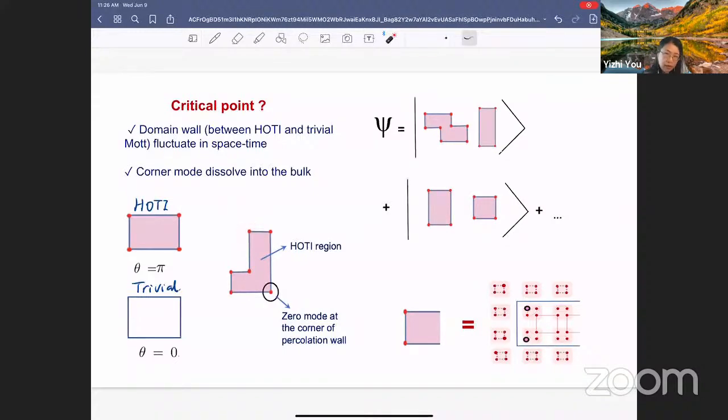which is protected, provided that at the quantum critical point the time reversal symmetry is not broken, either explicitly or spontaneously. And at the quantum critical point, the domain wall pattern strongly fluctuates. And the spin 1/2 degree of freedom that is decorated inside the sharp corner of this domain wall also strongly fluctuates in space. So how do they fluctuate?